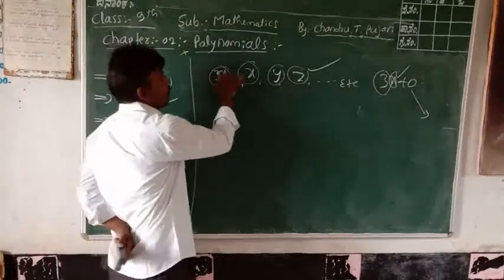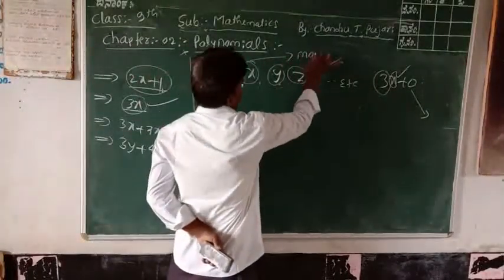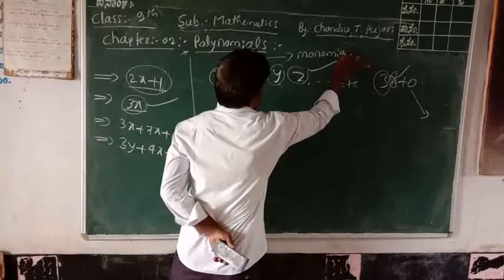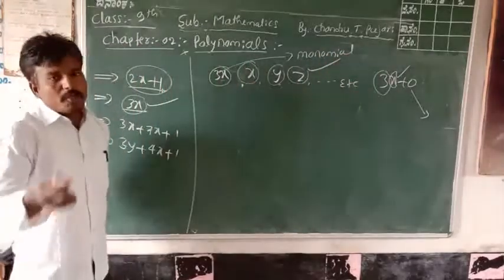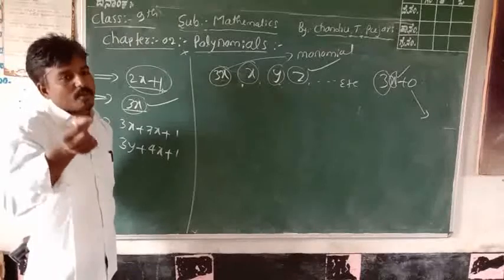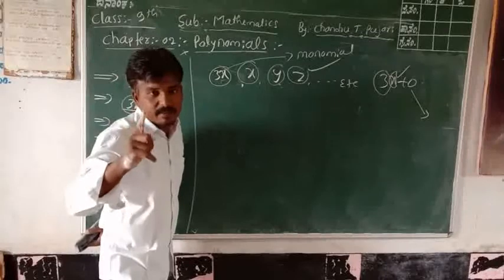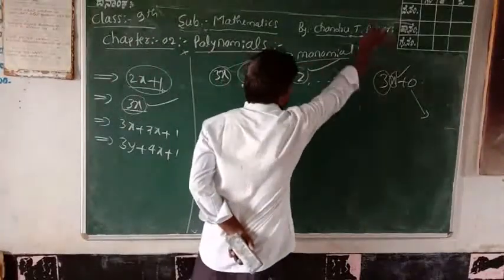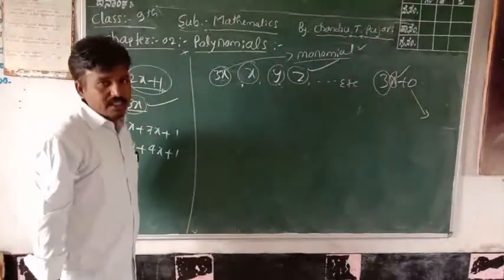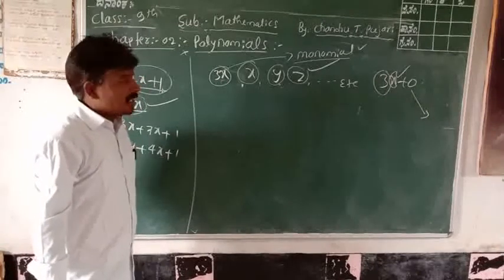These two are monomials. An algebraic expression that has only one term is called a monomial. Got it? That is the monomial definition.